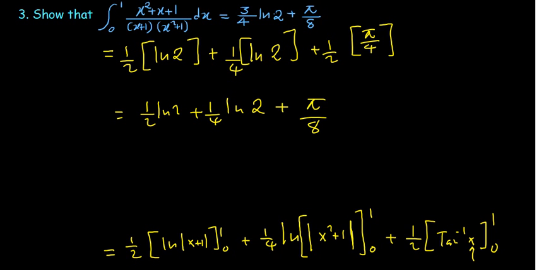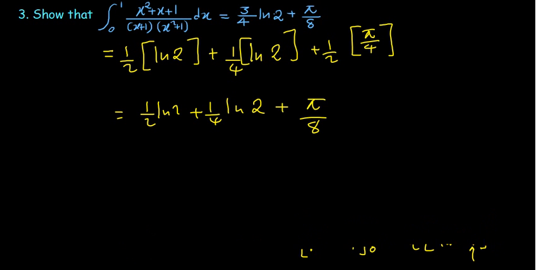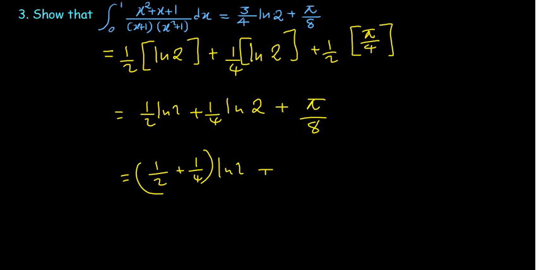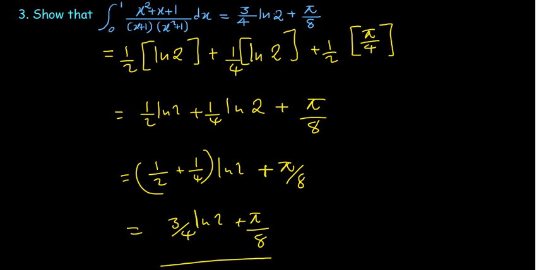Now here what we can do is, natural log is common on both, so I'm going to factorize out natural log. So this is going to be 1 over 2 plus 1 over 4, and then I'm going to put natural log outside like that, then plus pi over 8. So 1 over 2 plus 1 over 4 is 3 over 4. And then we've got natural log of 2 plus pi over 8. So hence shown. That is what the question was asking about.